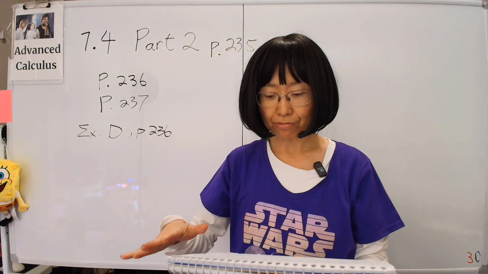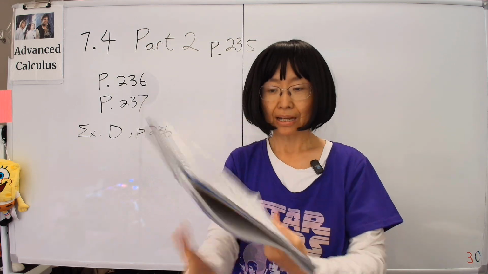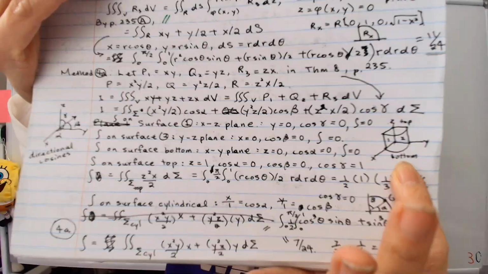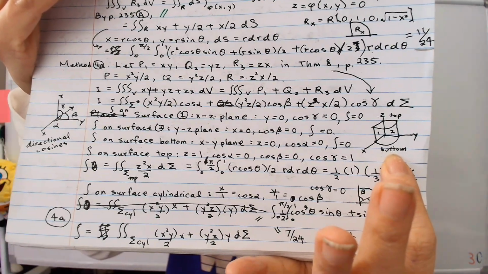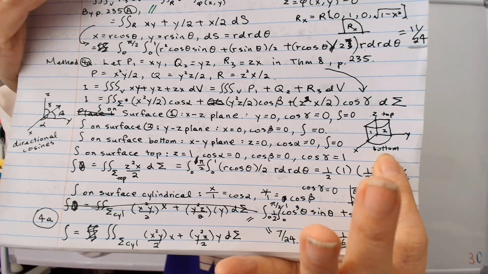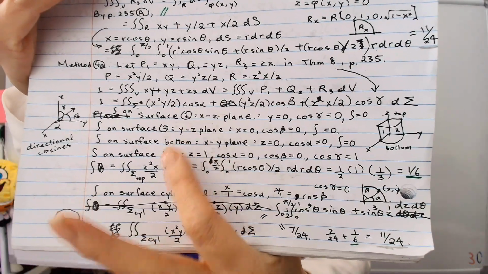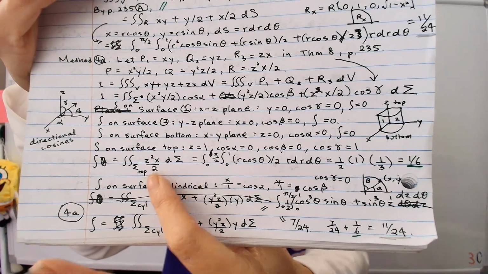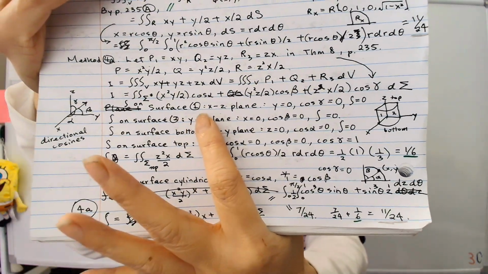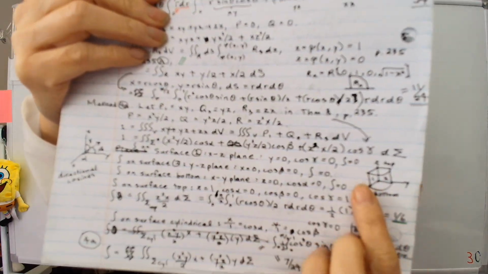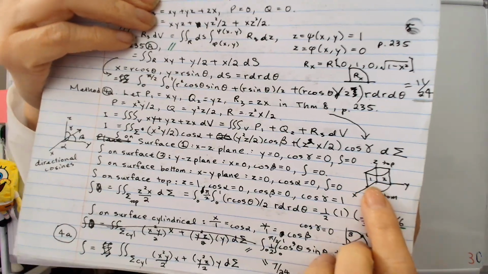So now we have done surface 1, 2, bottom and top. We did 1, 2, bottom, and top. But we have one more surface left, and that is the cylindrical surface.